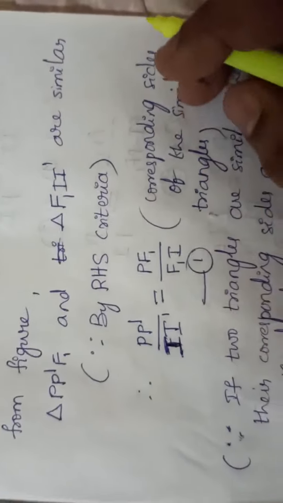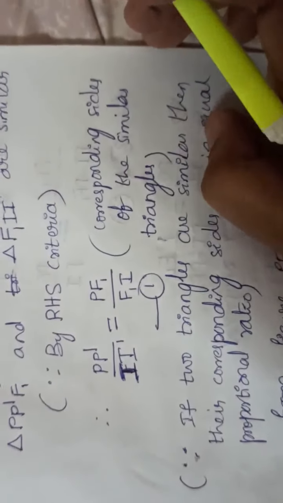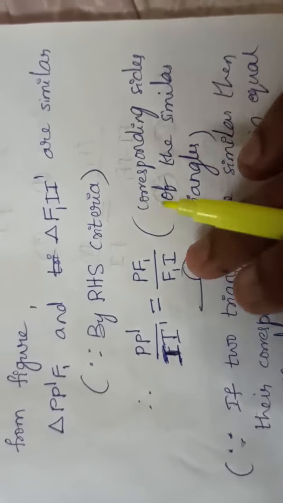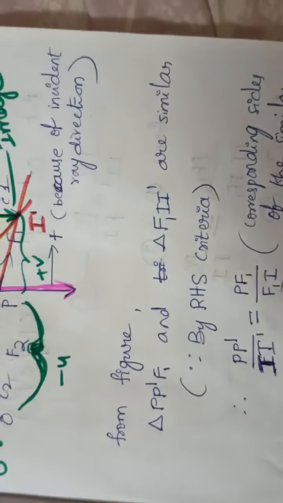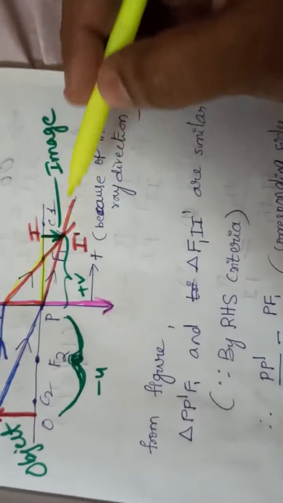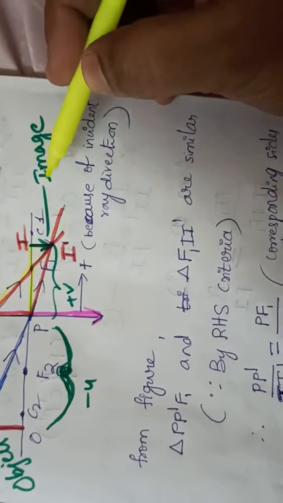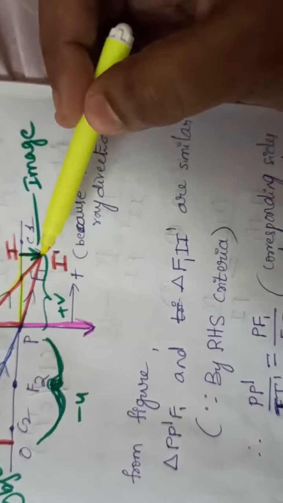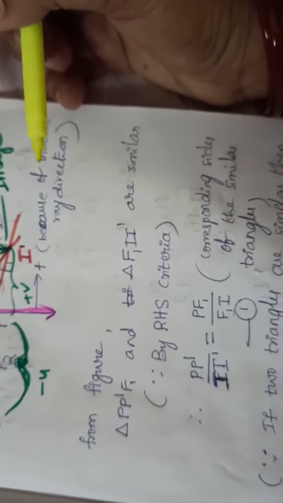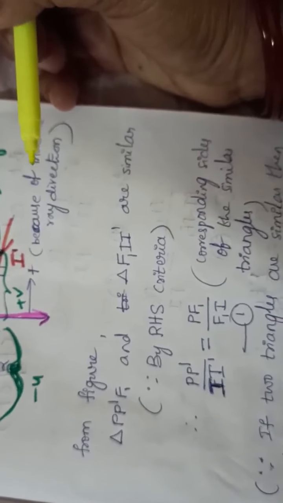From the theorem we know that corresponding sides of the similar triangles are in equal proportional ratio. So from that theorem I am writing the corresponding sides. Here P dash and I dash are the heights of the two right angle triangles, and PF1 and F1I are the bases of the two similar triangles. So I am writing this from that theorem as equation number 1.